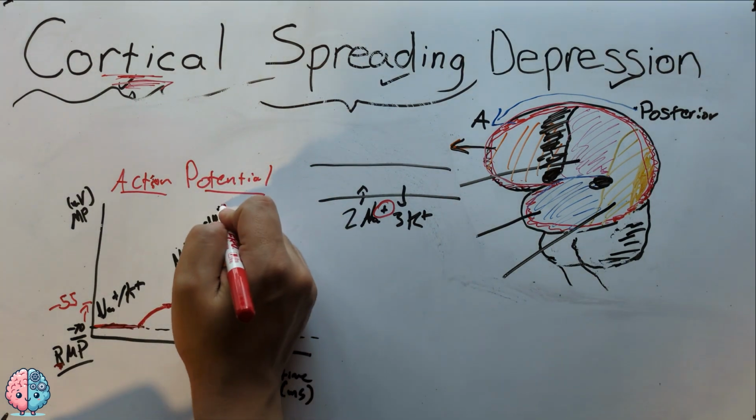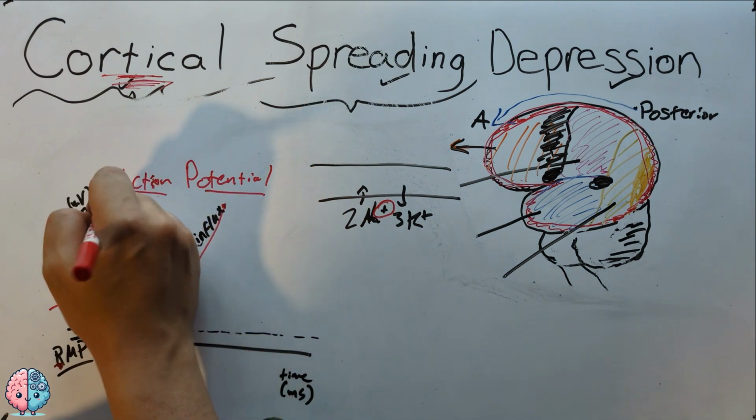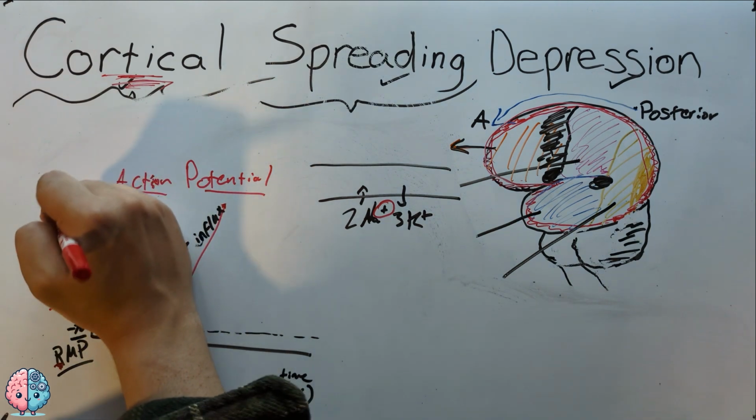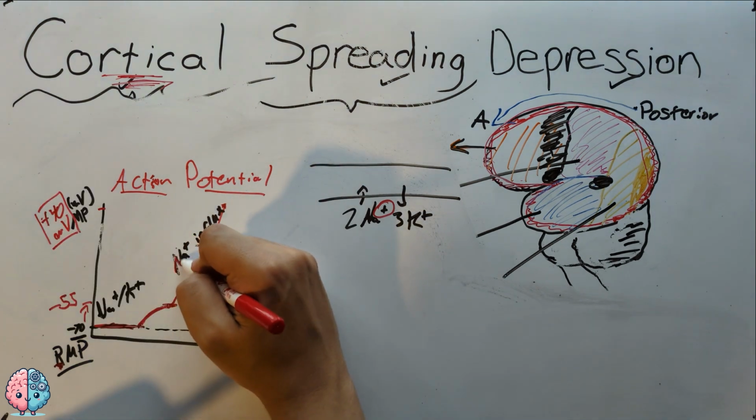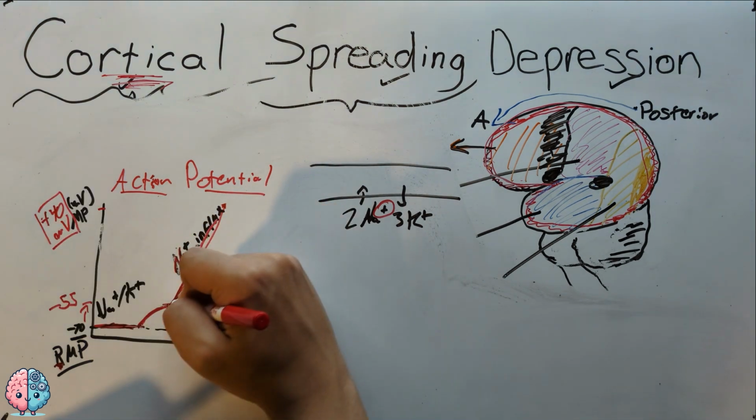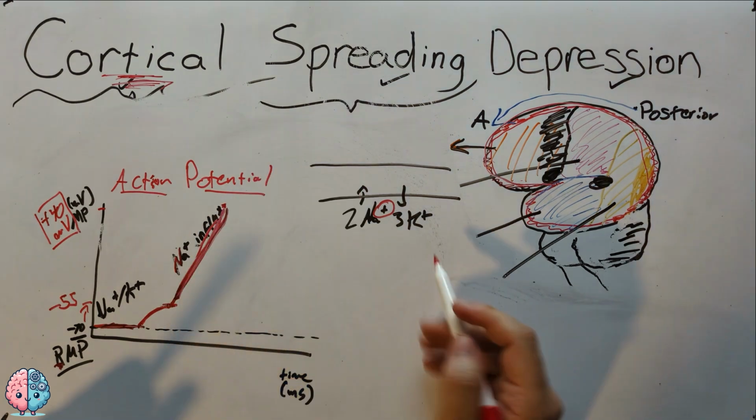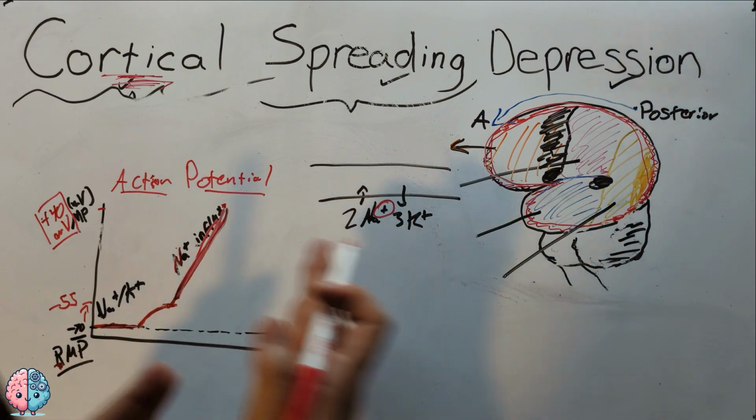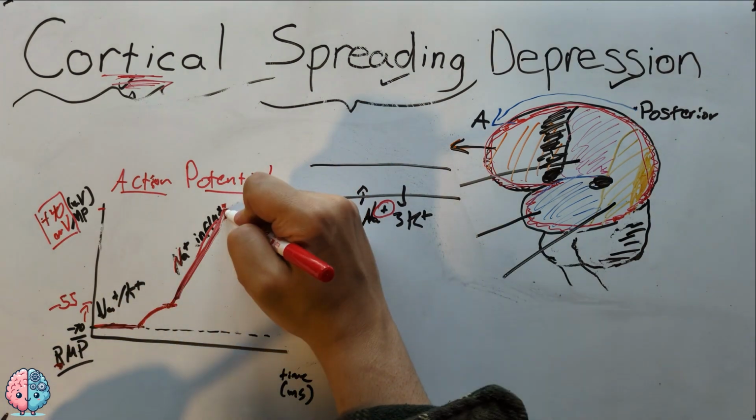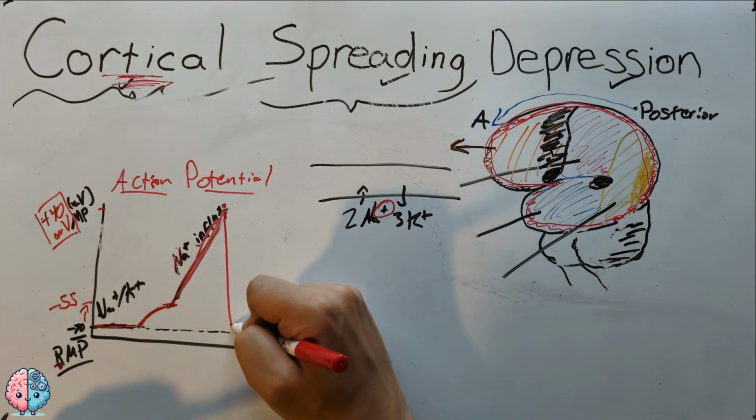And usually the peak it reaches with depolarization is about +40 millivolts, okay? So this is depolarization. This is what actually moves the signal. This is how the neurons communicate. And then we have our repolarization.